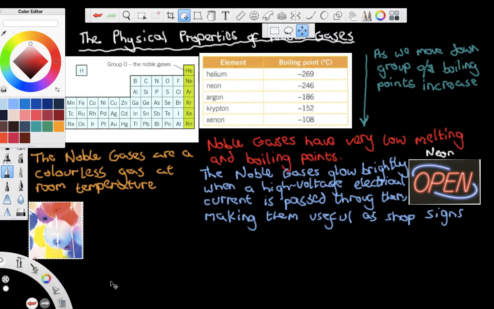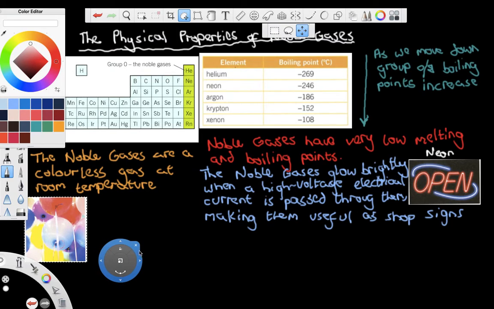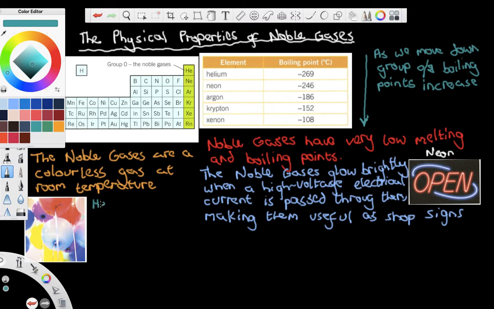So we can say that helium has a lower density than air, so is used to inflate balloons.